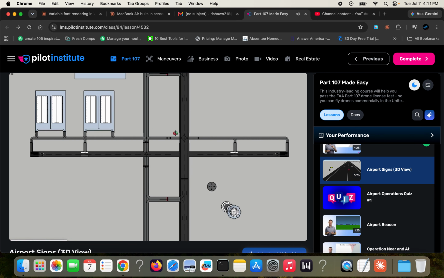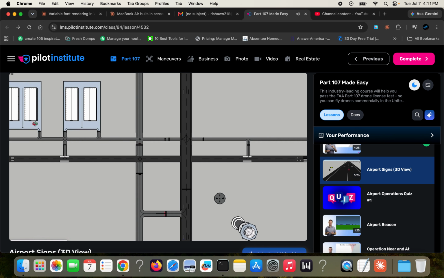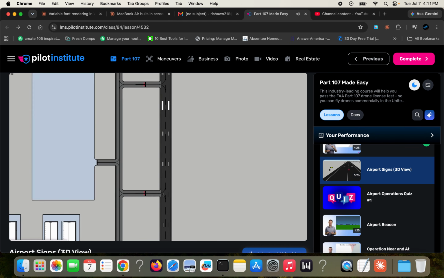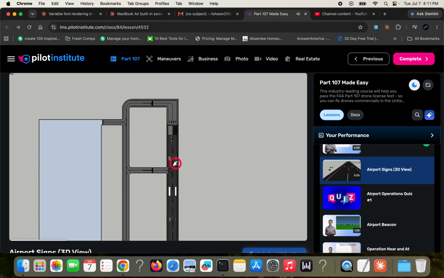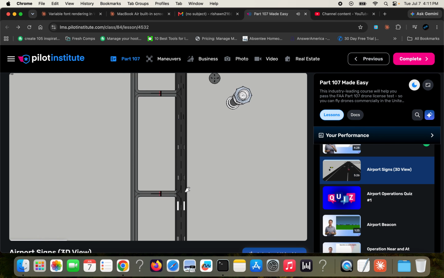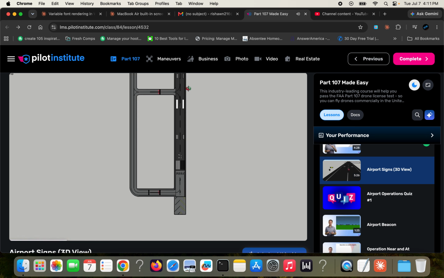We have two intersecting runways. We have a 09/27 runway right here, with a 9 oriented to the east and this one oriented to the west, and we have runway 18 right here pointing south, and then runway 36 right here pointing north. So this is the layout, and we have taxiways obviously all the way around it.